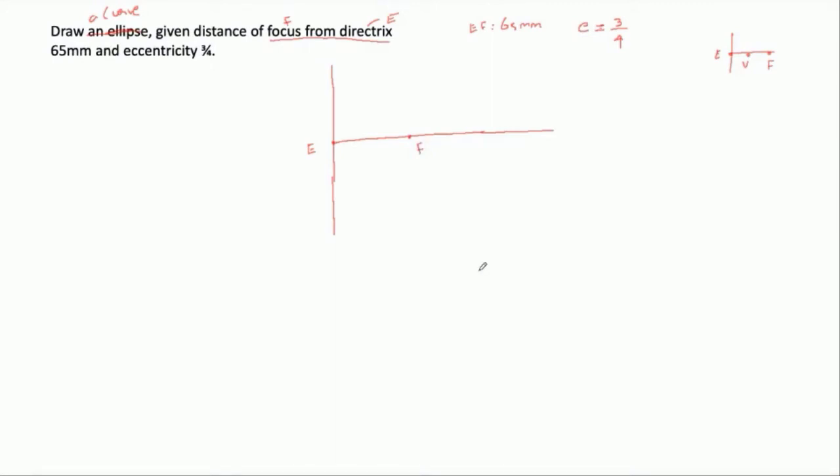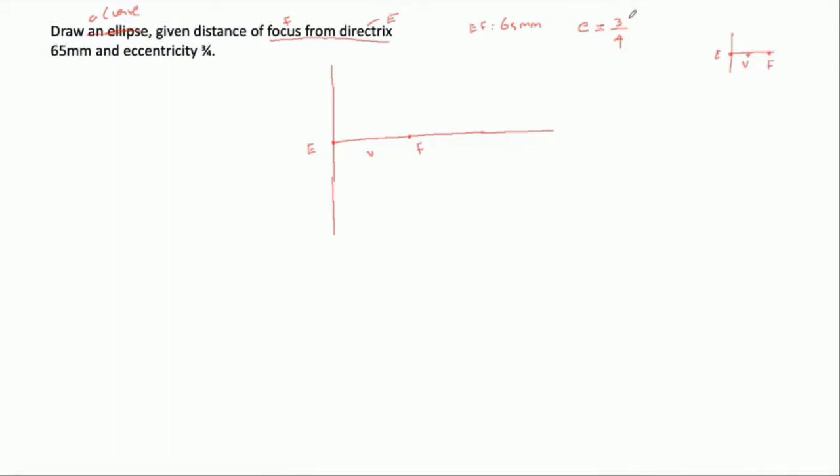Can I do that or not? Yes, sir. So we know that EF is 65 mm. So measure from E to F 65 mm and mark the point F. Now the next step is we are going to locate the point V. So where to have the point V? You cannot place it anywhere. It should be placed exactly at a certain location.